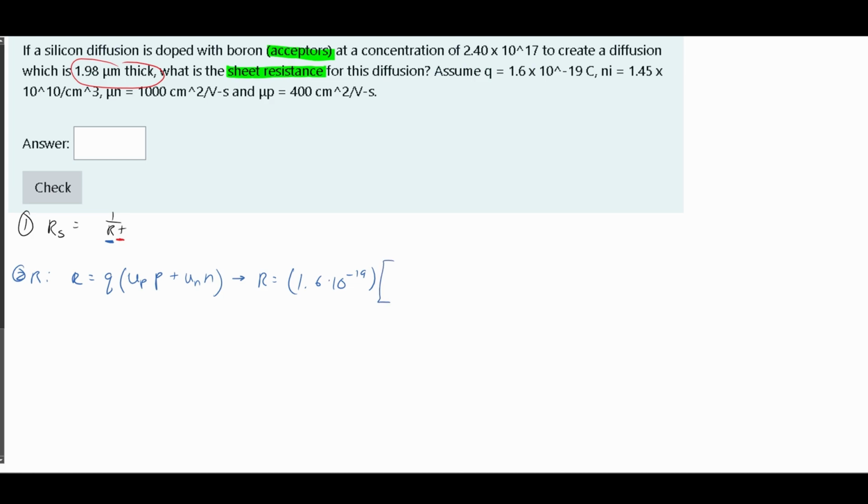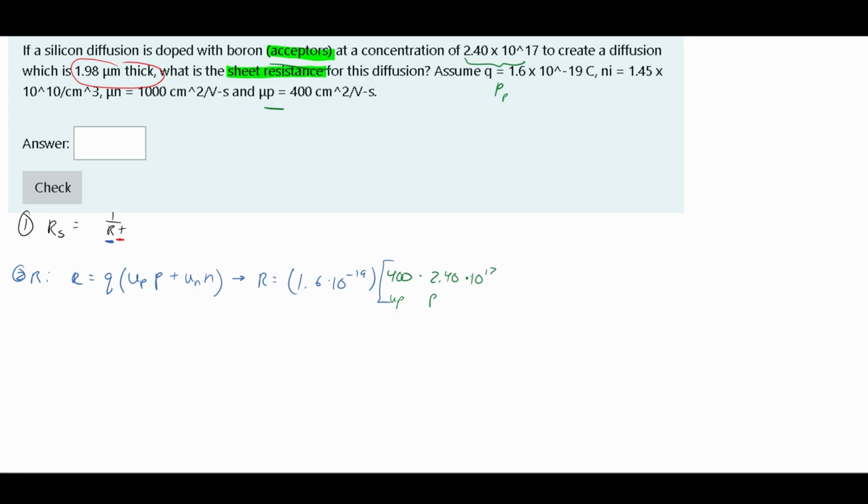Now inside of here, let's go on and solve this problem. What are the things that are given to us? We have our micro P right here, which is going to be 400. I'm going to omit units for simplicity, but there should be units inside of here. Now we need the P. How do we find the P? The P is given to us right here. Because it's acceptors, we can write it as P subscript P. So we have our 400 times 2.40 times 10 to the 17.